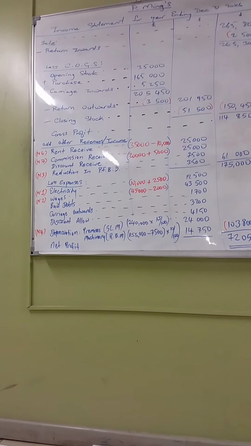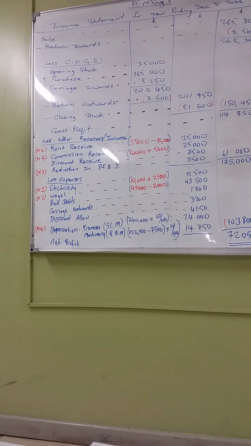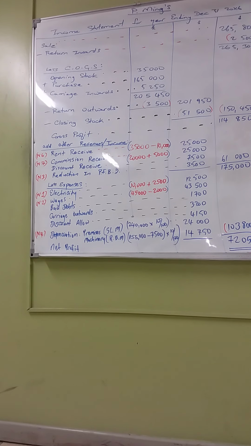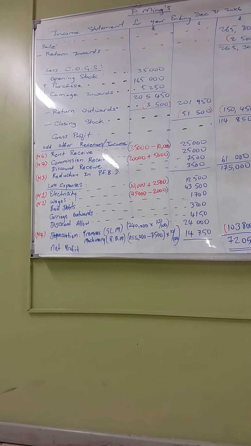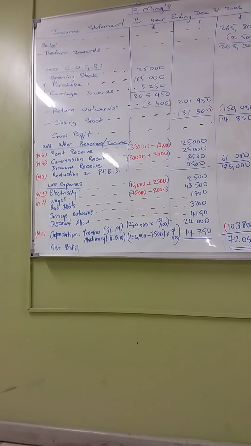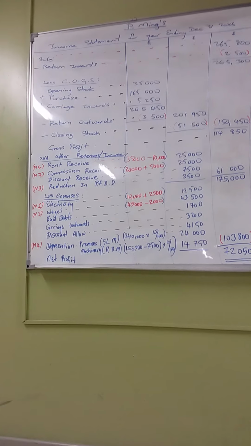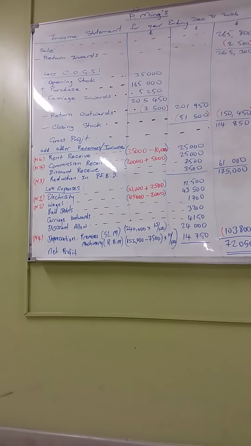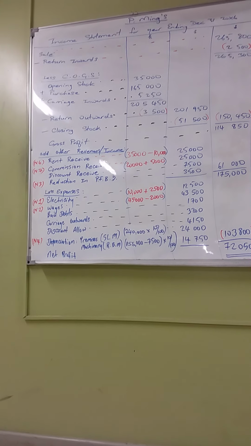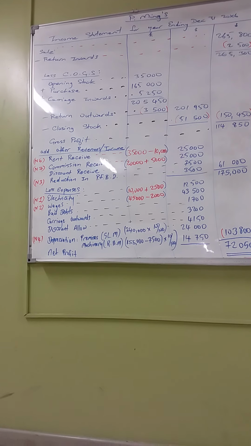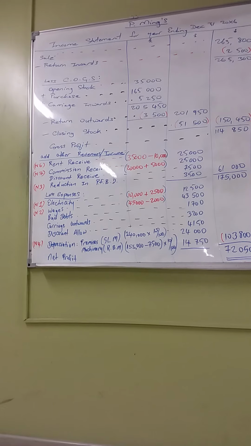Next you had commission received. Commission received in the question was 20,000. And then you're going to add the 5,000 to it. If you look at note 7, commission received was owing, so there was owing on revenue of 5,000.